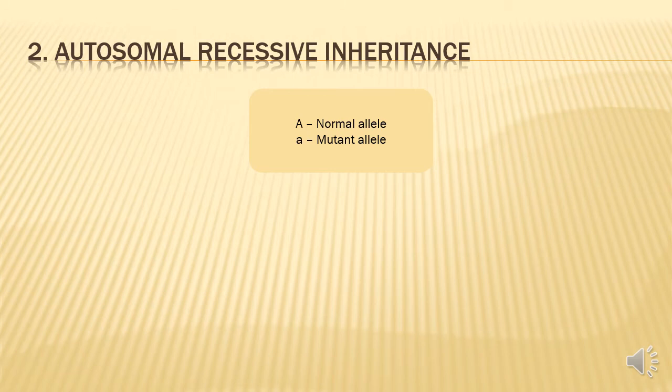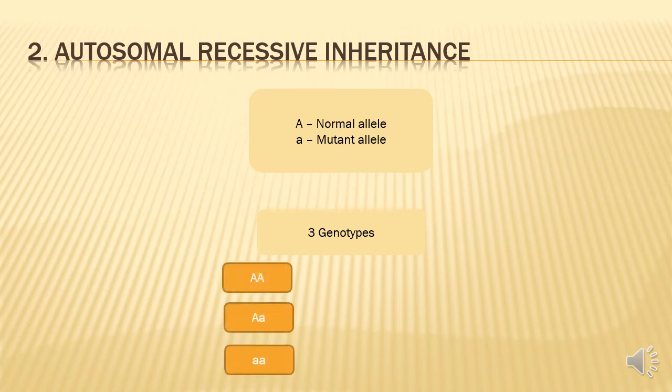These alleles also can make different combinations and give rise to 3 genotypes in a population. What are these 3 genotypes? They are capital A capital A, capital A small a and small a small a genotypes. In autosomal recessive inheritance pattern, capital A capital A genotype will give rise to a healthy phenotype.